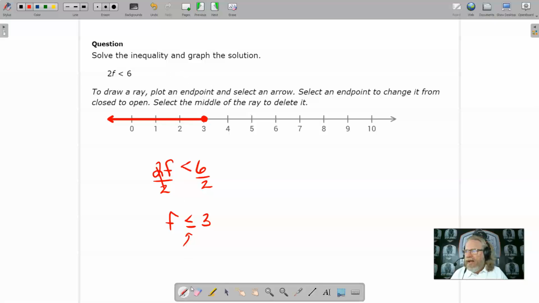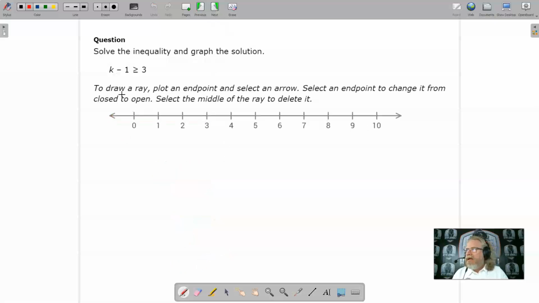And we could always check that and see if our arrow went the correct way. 0's a nice one to pick, right? Put 0 in for f. Is 0 less than or equal to 3? Indeed it is. So we know that we have our arrow going in the correct direction. On the next one, this is a little tricky, and oh, we're not there yet. Sorry, thought I was on a different problem.